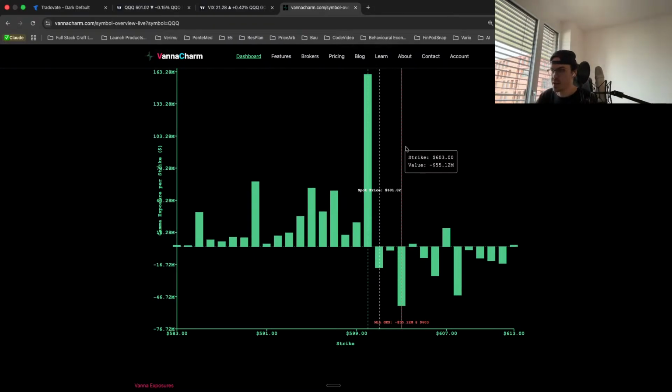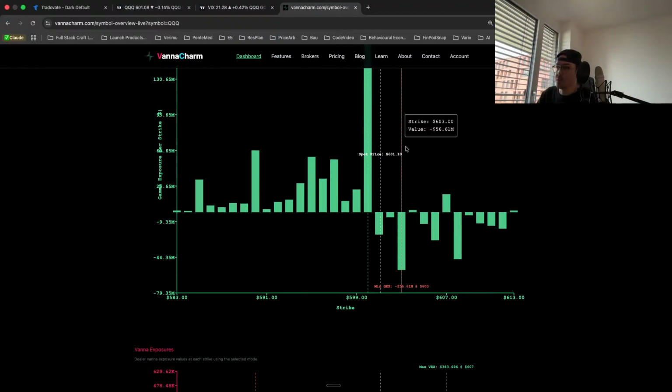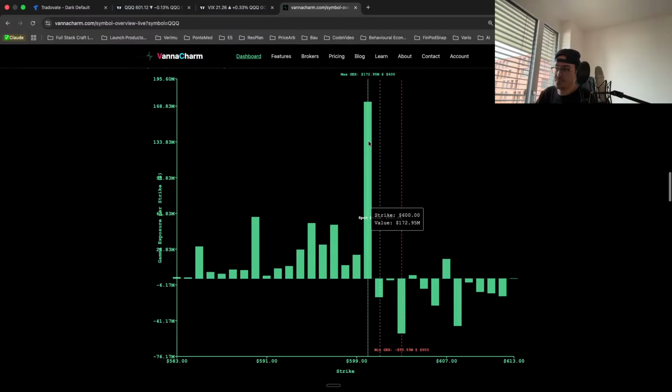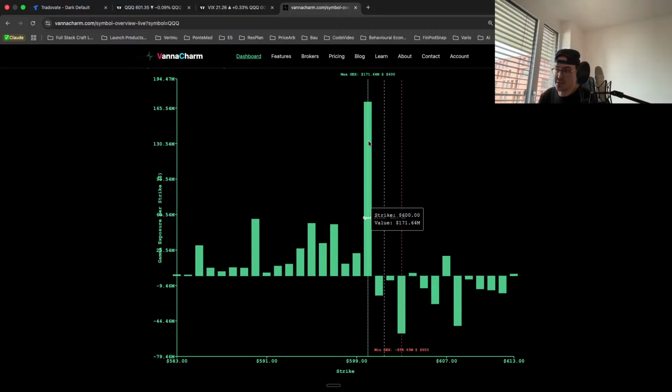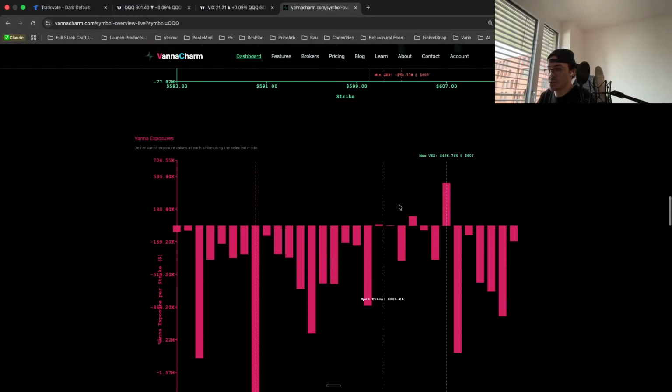So things can get choppy, and it's not supporting flows where positive gamma is kind of, they buy sell offs, dealers buy sell offs, and sell rips. It's the opposite. So could get choppy up there.